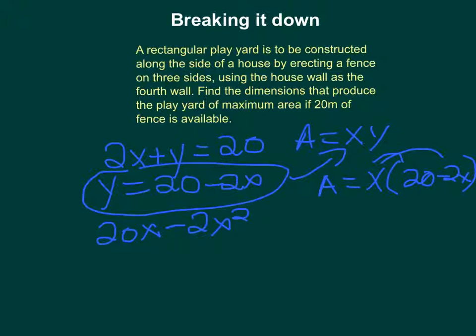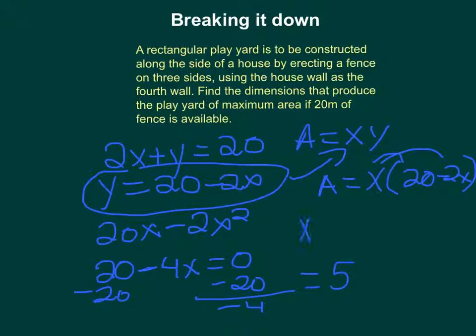From there, you want to find the derivative of this, which is 20 minus 4x equals 0. From here, you have to find what x equals. So you subtract 20 and divide by negative 4, and you get 5. So you now know that x equals 5. So you have one part of the dimension.